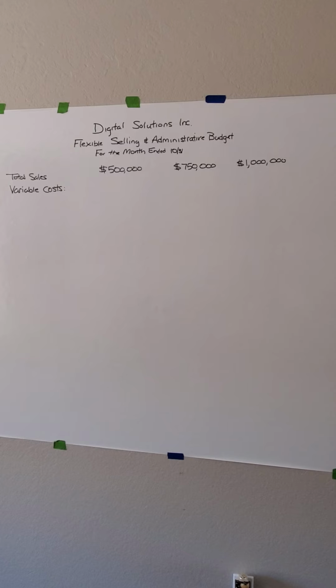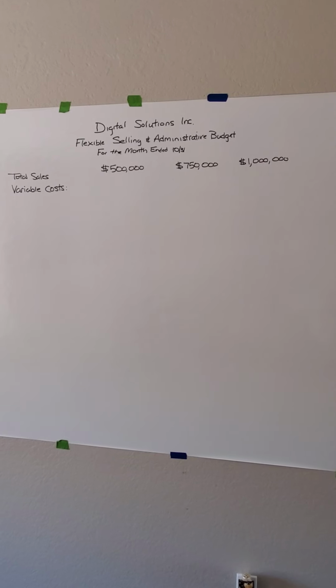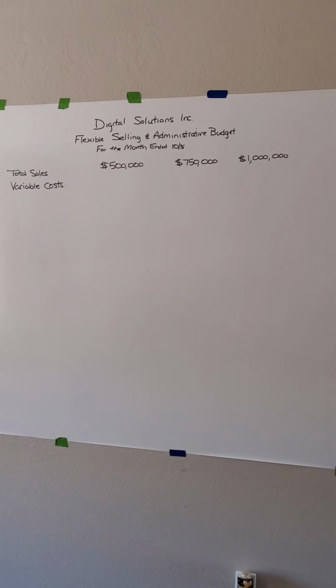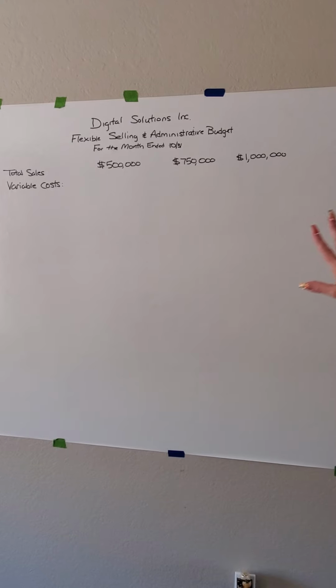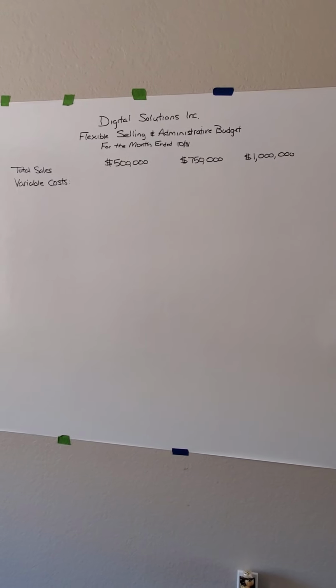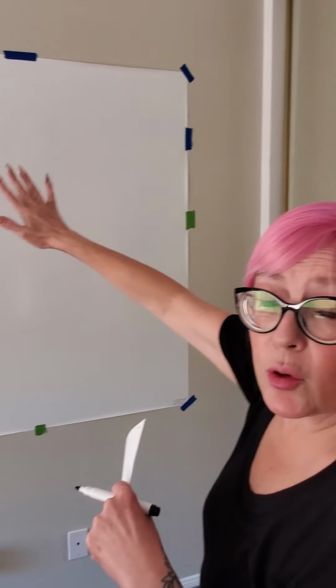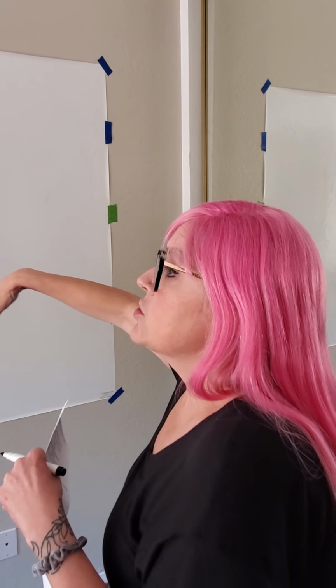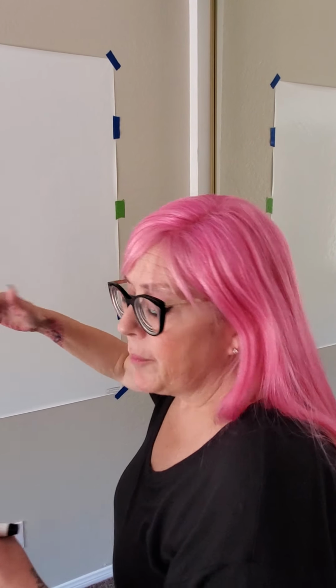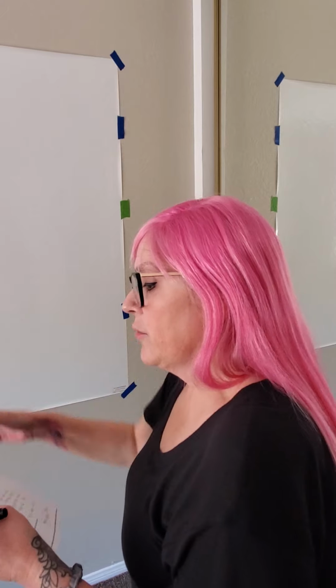I know it's kind of sloppy on the board because I'm writing it out myself. But you've got your heading there, you've got your levels. Remember, these kind of budget statements are not for external use, they're only for internal use. So they don't have to follow GAAP. So first we're going to look at our variable costs.